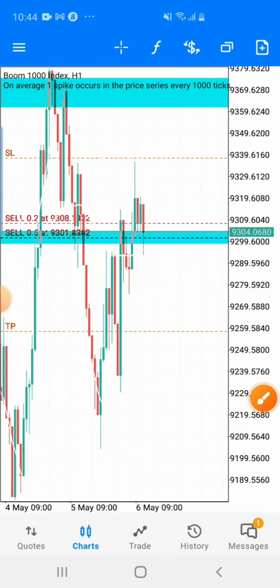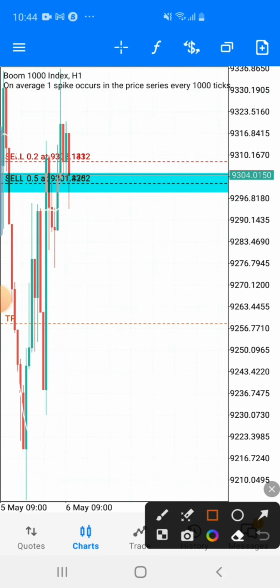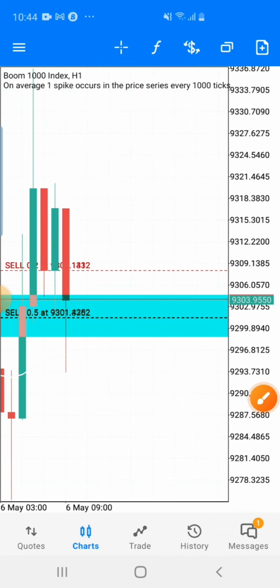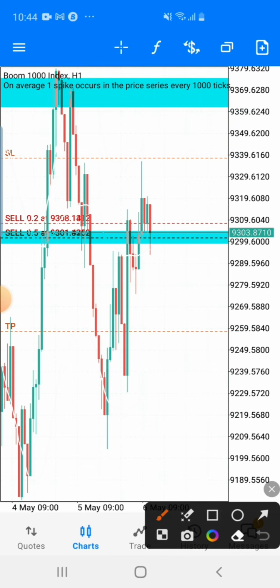Okay, if you look, you can see what happened right now. We had a spike because we are trading against spikes. You can see what happened at that zone. A very long spike, guys. But do I care? I don't care because I have everything in check. My stop loss is here. If it hits, there are no issues. If my TP is hit, good and fine.